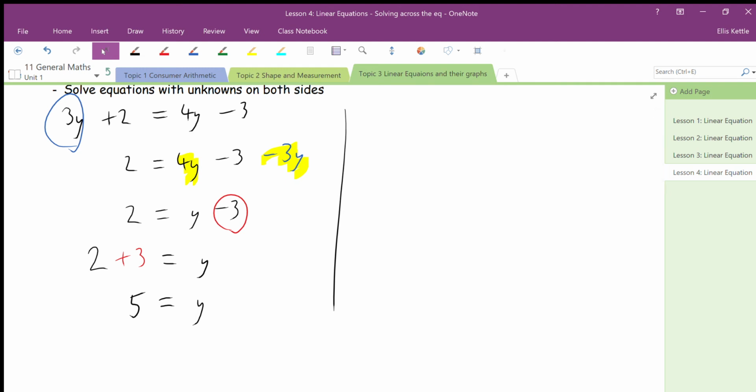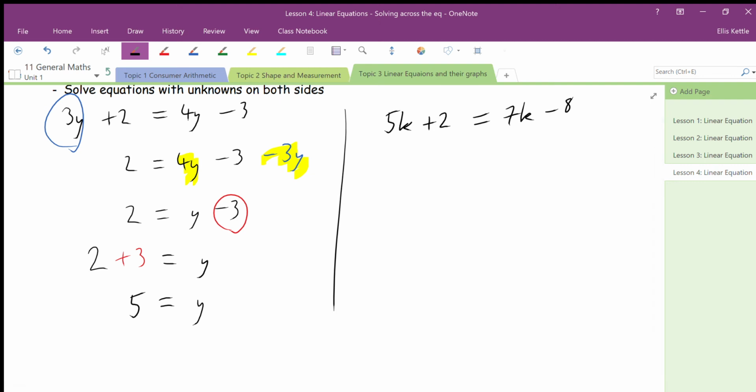So this is how we would solve something where we've got unknowns on both sides of the equation. We dump all of the letters on one side, all of the numbers on the other side. Once we've done that, we can solve it using normal tactics. I'll give you one to have a crack at yourselves. You're going to get 5k plus 2 equals 7k minus 8. So you have a go at that one.